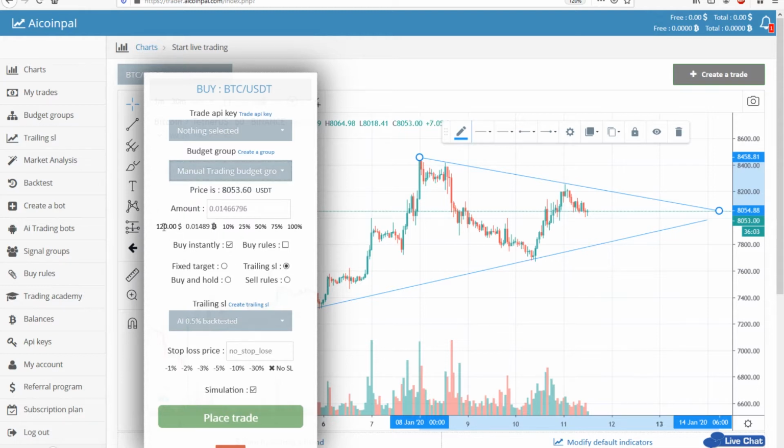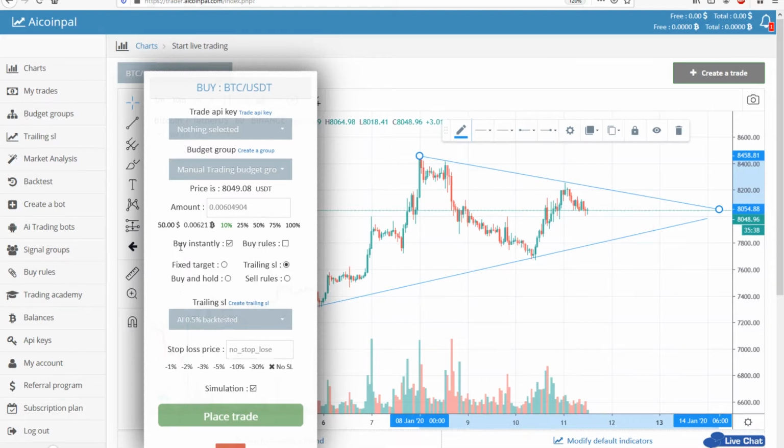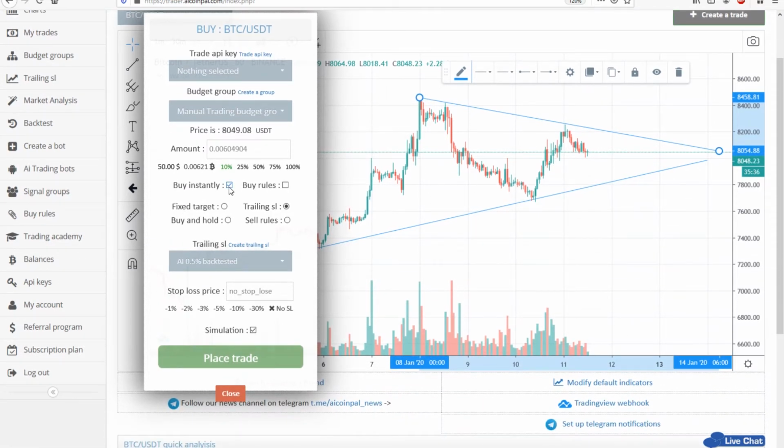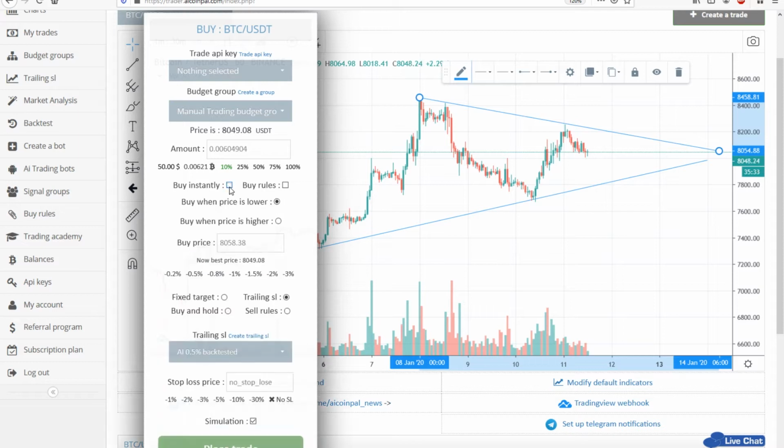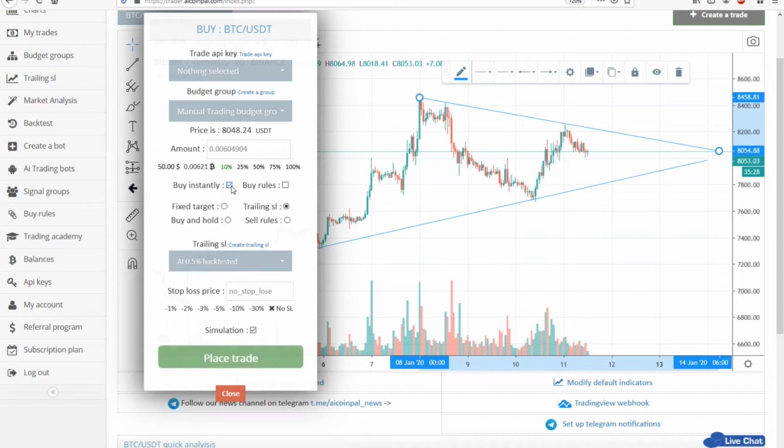So it automatically fills in $120 for a trade, which equals 0.4089 bitcoins, and we can change how much of the budget group's capital we can use. We'll use 10%. The next thing is, if we want to buy it instantly, we have options. We can buy when the price is lower or when the price is higher. We will buy it instantly.